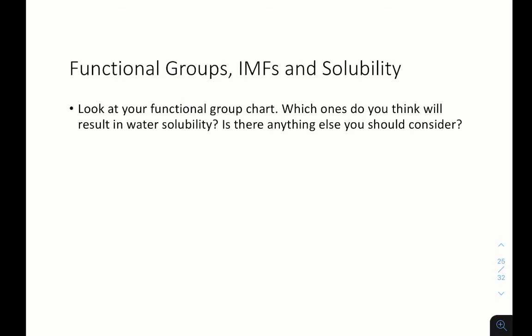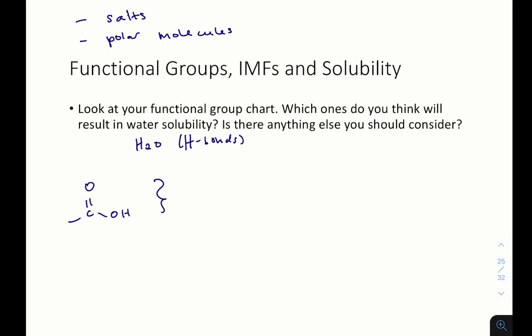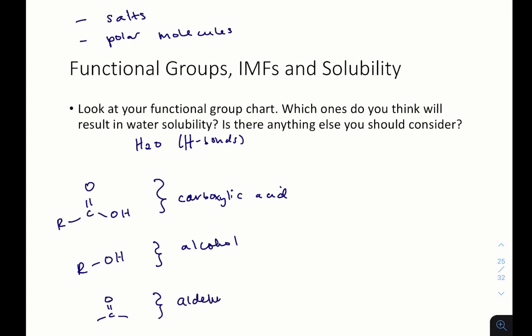Okay, this is not going to be an exhaustive list, but you do know that water hydrogen bonds. You know from general chemistry that water can dissolve salts and polar molecules, typically small polar molecules. So if we think about the functional groups that will be able to make or accept hydrogen bonds, certainly there's the carboxylic acid, there's the alcohol, and there will be others. Certainly some other carbonyl-containing functional groups, like aldehydes and ketones, may dissolve in water.